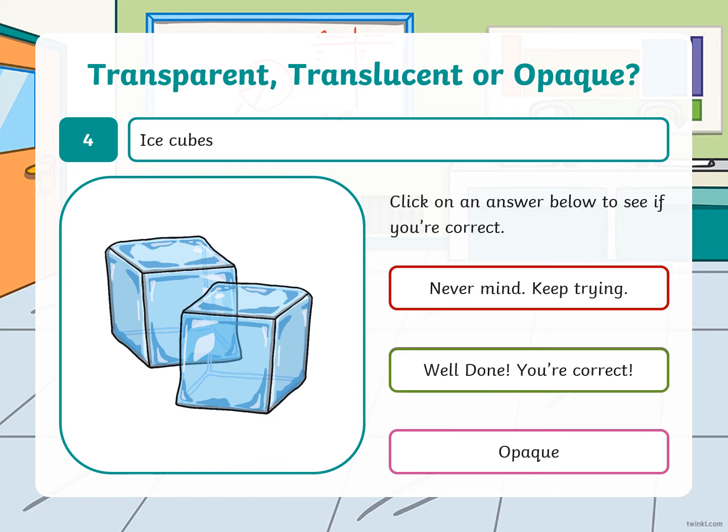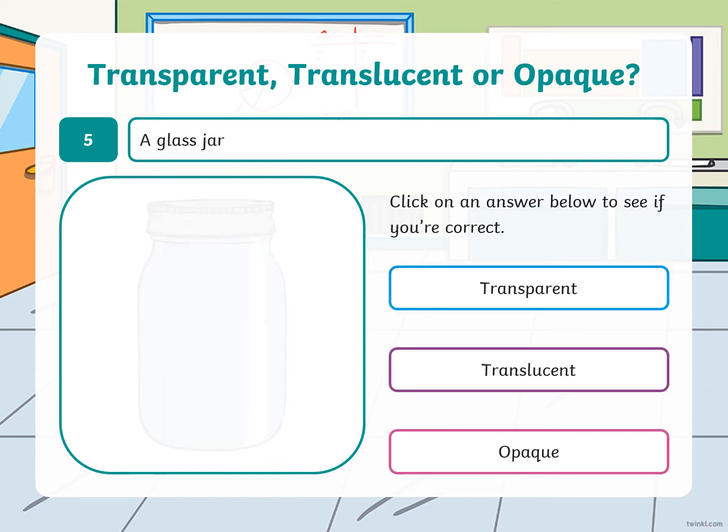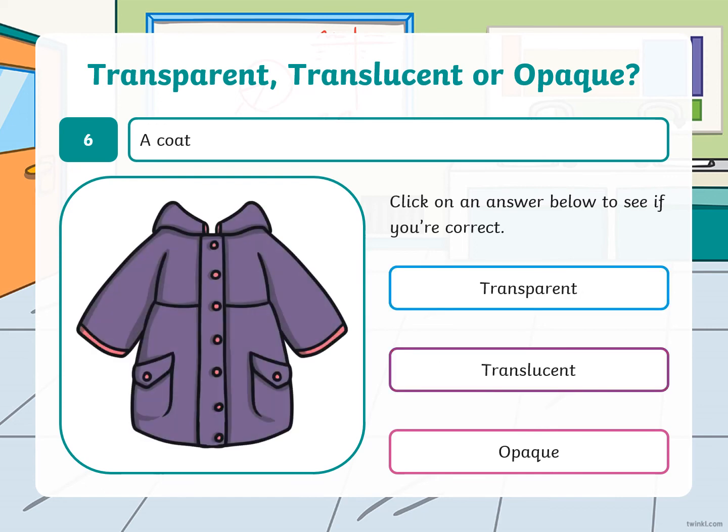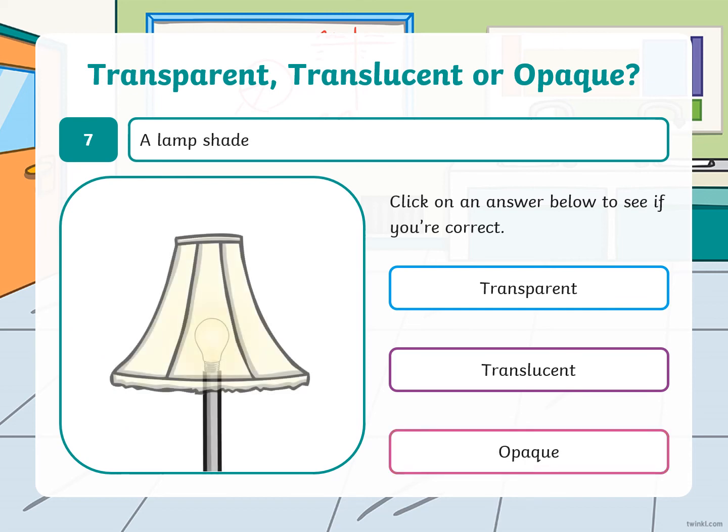Yeah, water isn't completely crystal clear. A glass jar. Ooh, so don't be fooled, it's not the same as the ice. Yeah, completely transparent, lets all the light through. A coat. Yeah, easy peasy, opaque, doesn't let any light through. A lampshade. Again, it's going to let some light through, otherwise there's no point in having a lamp on, is there? But it's not going to let all the light through.